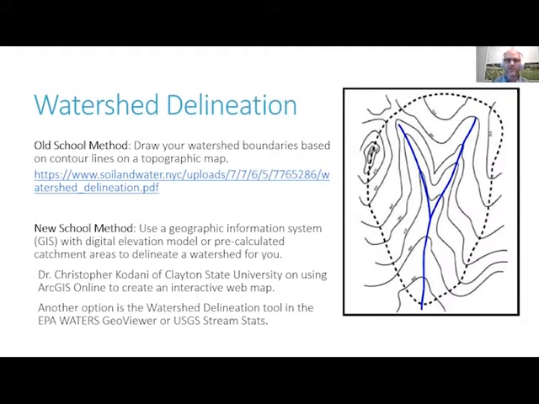And in this new method, that are on a lot of these websites, it either is using pre-calculated catchment areas, because there have been small watersheds calculated for the whole country, and sometimes they can aggregate those small watersheds into larger watersheds, or it can actually kind of delineate the watershed on the fly. It just kind of depends on which website you're using. And that's what this Waters Geo Viewer does, and then also the USGS StreamStats that we'll look at in a minute.